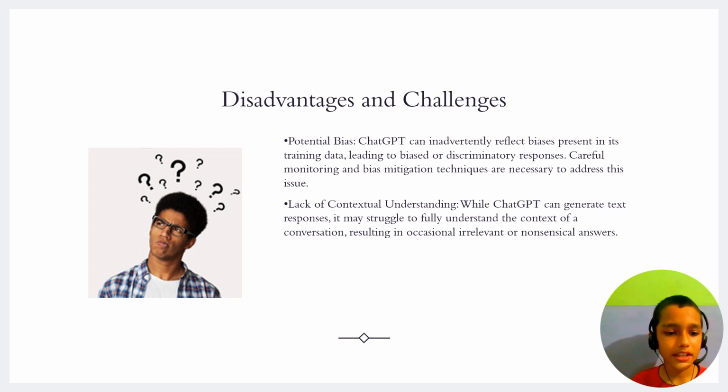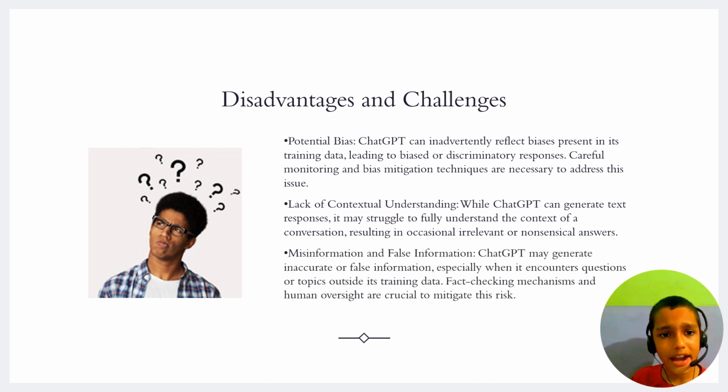Then comes misinformation and false information. ChatGPT can sometimes provide incorrect or false information, especially on topics it wasn't trained on. That's why it's important to have fact-checking systems and human oversight. For example, if I ask who won the 1983 World Cup, ChatGPT should say India won the World Cup, but what if it says Australia, five-time champions?